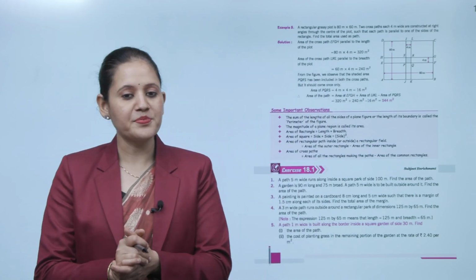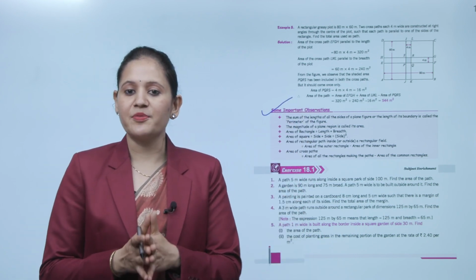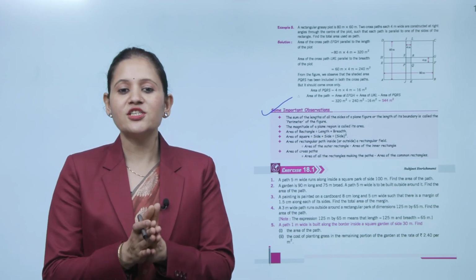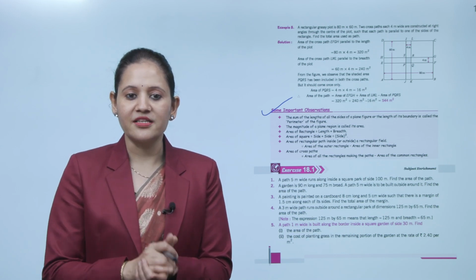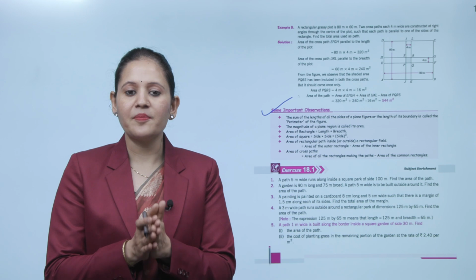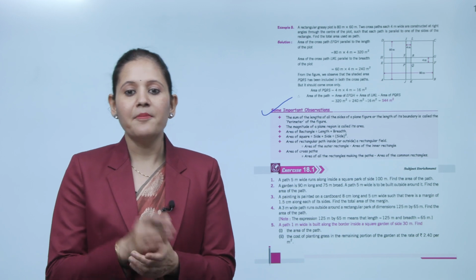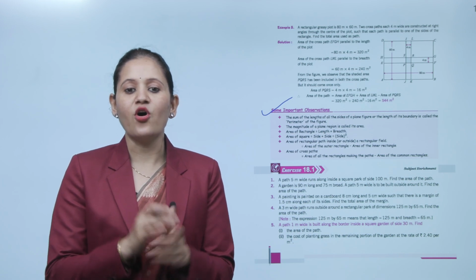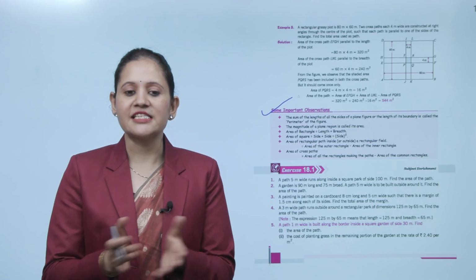Next are some important observations. The sum of the lengths of all sides of a plane figure, or the length of its boundary, is called the perimeter of the figure. The magnitude of a plane region is called its area. Area of the rectangle is length into breadth. Area of square is side into side, side square. Area of a rectangular path inside or outside a rectangular field is equal to area of the outer rectangle minus area of inner rectangle. Area of a cross path is equal to area of all rectangles making the path minus area of common rectangle. Next is exercise 18.1.